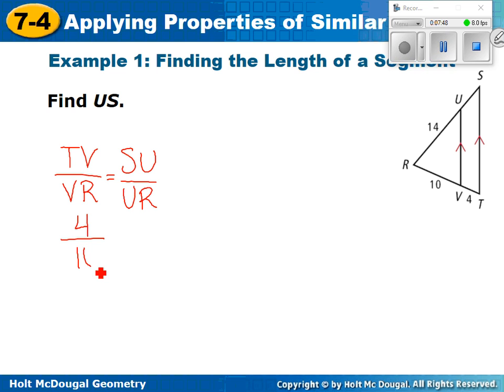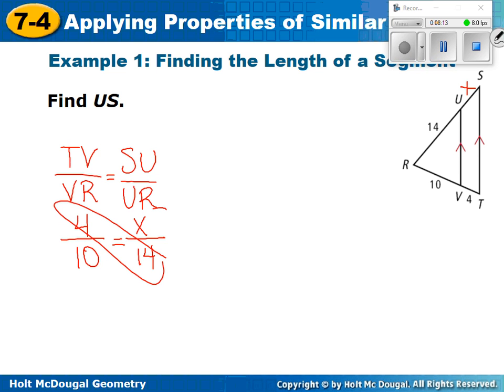4 over 10 equals, and you can call it X, you can call it SU, you can call that whatever you want to. I'll put X since that's what Reese said, over 14. So you guys with me? If you have a parallel piece, it's very simple. It's just part over part equals part over part. And then you don't have that whole proving that they're similar piece.